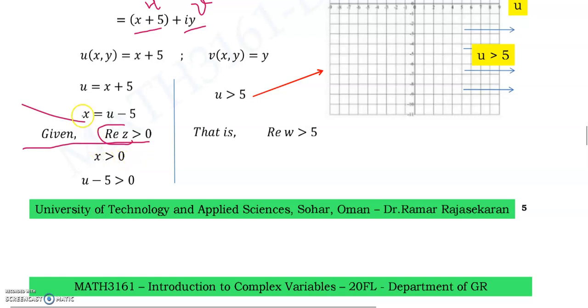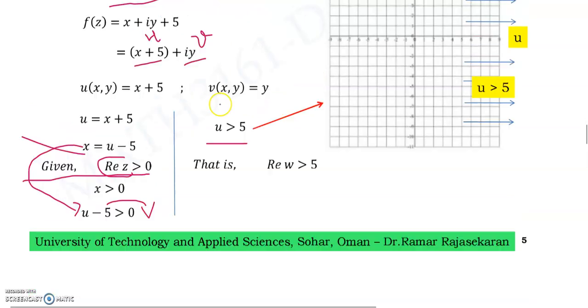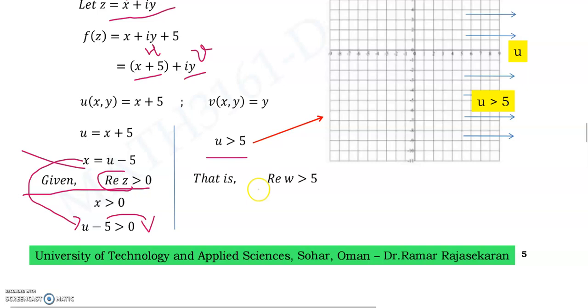But what is x here? What is x you found? That is u minus 5. So now substitute here: x is u minus 5, which is greater than 0. Now what is u? Replace this here. So u is greater than 5. Again, what is u? u is the real part of the function, that is, real part of w is greater than 5.